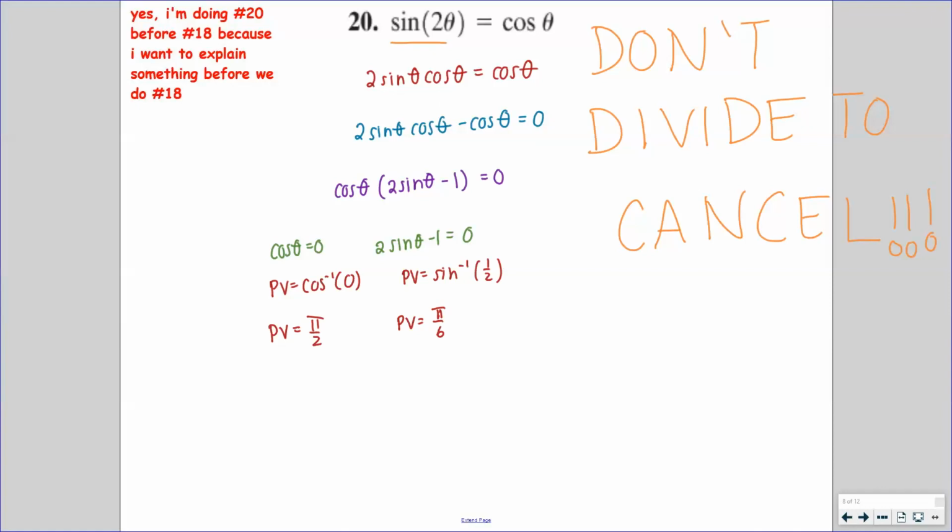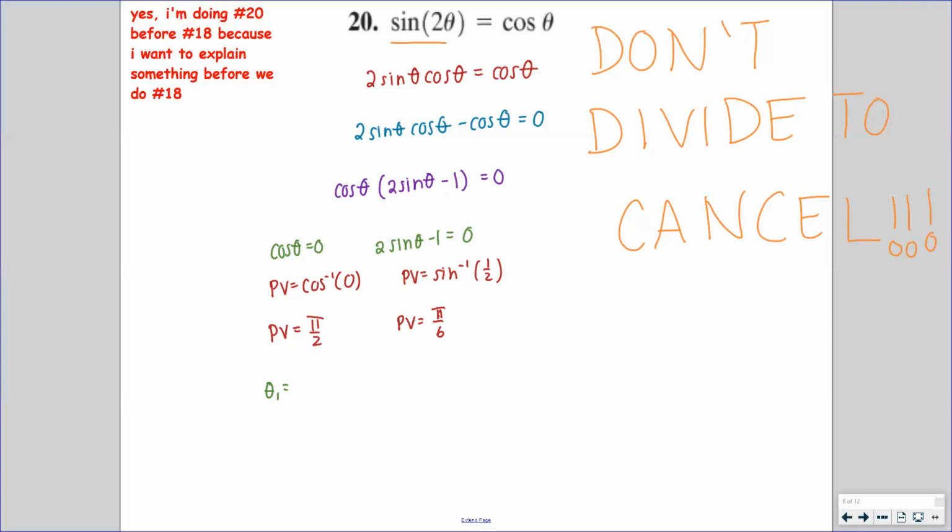Now here's the deal. We also have a mix of factors. We have one factor that gave us a principal value coming from inverse cosine. The other one gave us a value coming from inverse sine. So for the first principal value, pi over 2, we need to use the cosine equations. For the second principal value, pi over 6, we need to use the sine equations. So be really careful about that. I see that as a common mistake often on the test for this unit. Just make sure you look at where those principal values are coming from and you're using the correct equations.